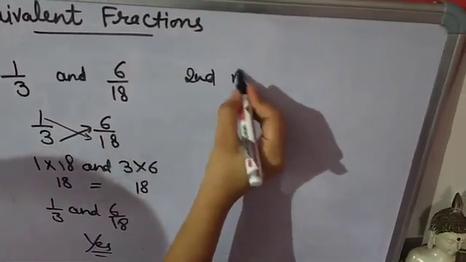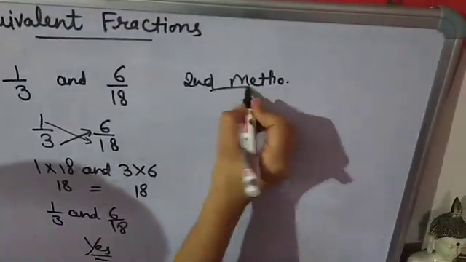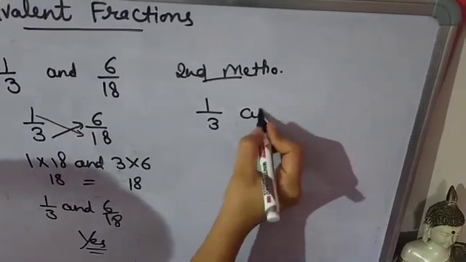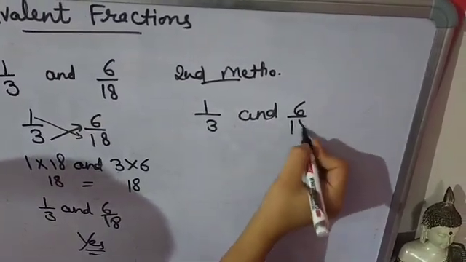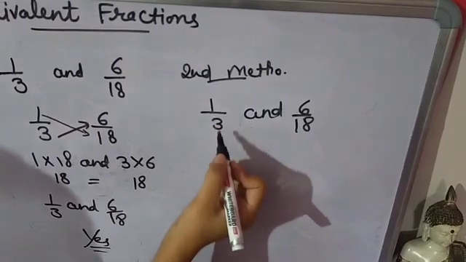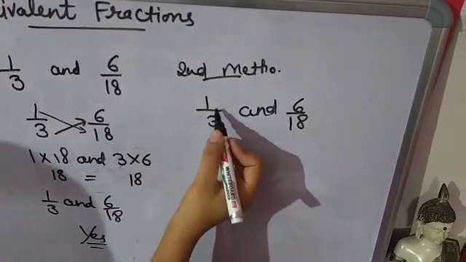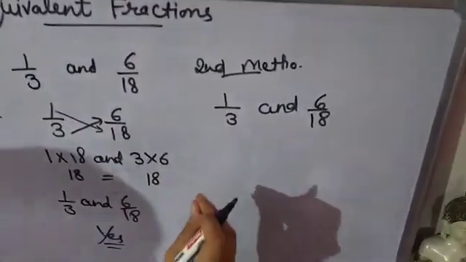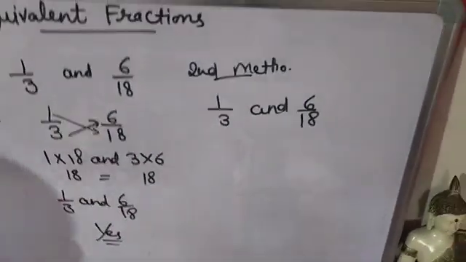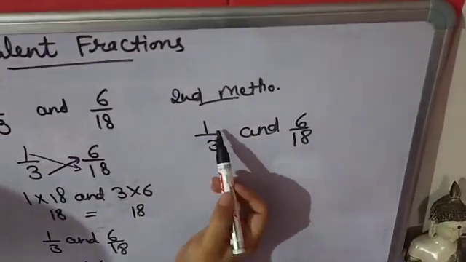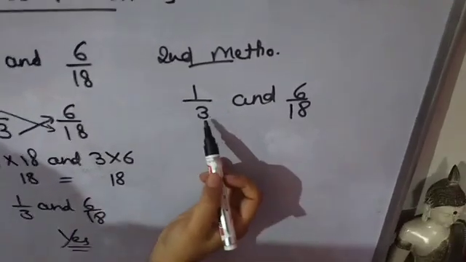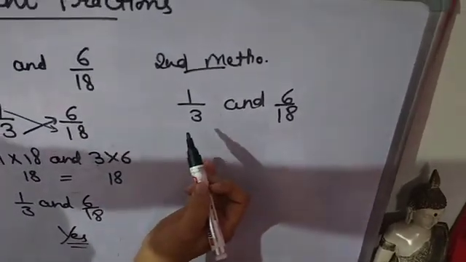Second method. In the second method, you have to reduce the fractions. You have to convert the fraction into simplest form. Now 1 upon 3. First of all, we will check whether 1 upon 3 is in simplest form or not. 1 and 3 both do not come together in any table. So it is in simplest form.